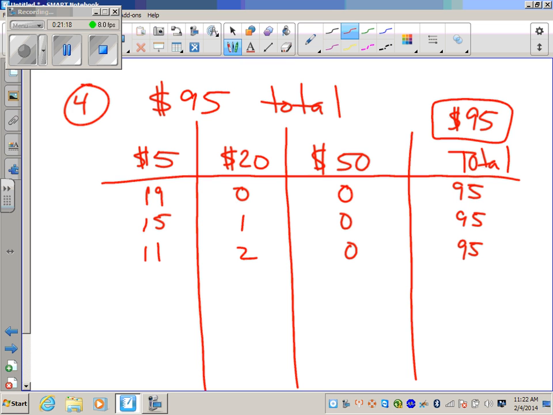9 is 45. Can I get to 95 from 45 with what I got? By using 50. 45 plus 50 is 95. Going down some more. Can't use 8 because that's going to give me 40. Can I use 7? 35. No. So let's go down to 5. 25. I need to get to 95. I would use 1 20 and a 50 to get to 95.